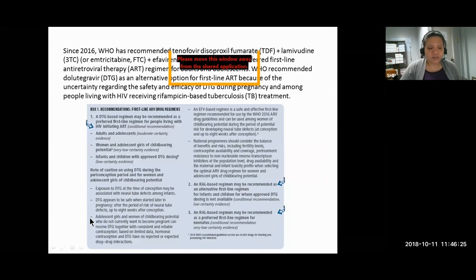Adolescent girls and women of childbearing potential who do not currently want to become pregnant can receive dolutegravir only if they have consistent and reliable contraception. Again, limited data on this. An efavirenz-based regimen is still a safe and effective first-line regimen recommended by the WHO guidelines and can be used among women of childbearing potential during the period of NTD. So, ibig sabihin, no? Babae na buntis, either first trimester or beyond, or has plans to get pregnant, safe ang efavirenz doon. So the national program should consider the balance of benefits and risk, including fertility levels, contraceptive ability and coverage, pre-treatment resistance, and drug availability, maternal and infant toxicity when selecting the optimal ARV drug regimen for women.